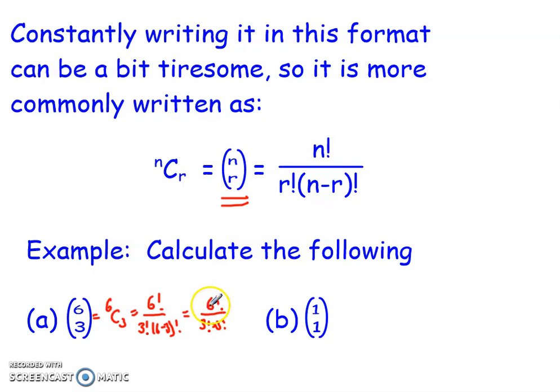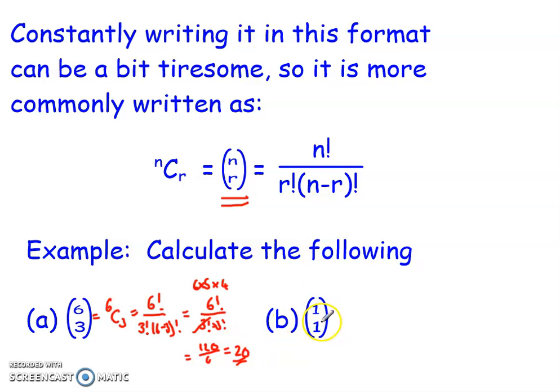Now, 6 factorial is 6 times 5 times 4 times 3 times 2 times 1, and 3 factorial is 3 times 2 times 1. So I can actually factorise out the 3 factorial here, and on the top just do 6 times 5 times 4. I've then got the 3 factorial on the bottom, so 6 times 5 is 30, times 4 is 120. 3 factorial on the bottom, 3 times 2 times 1, is just 6. 120 divided by 6 is just 20.